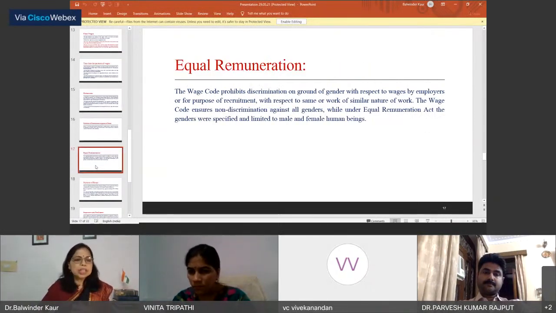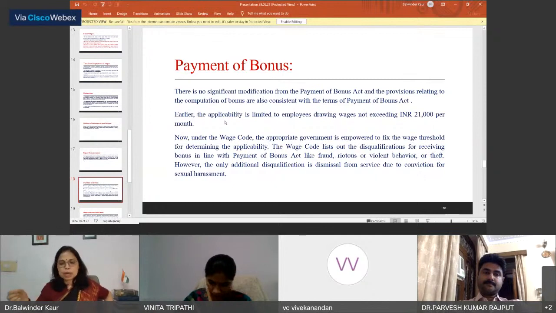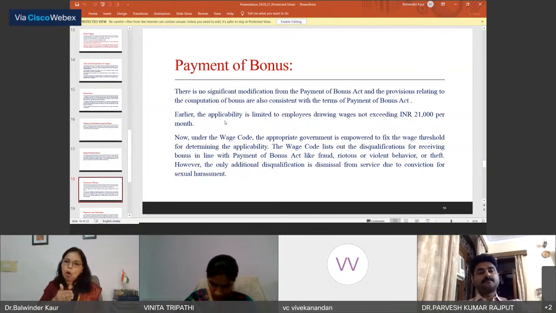Then equal remuneration, payment of bonus. Earlier, as I discussed when we were discussing the applicability of the payment of bonus, the employee is drawing wages not exceeding 21,000 per month. Now it depends upon the government. They will prescribe the wage ceiling, and on the basis of wage ceiling, that would be fixed, and the employee can claim the minimum wages.